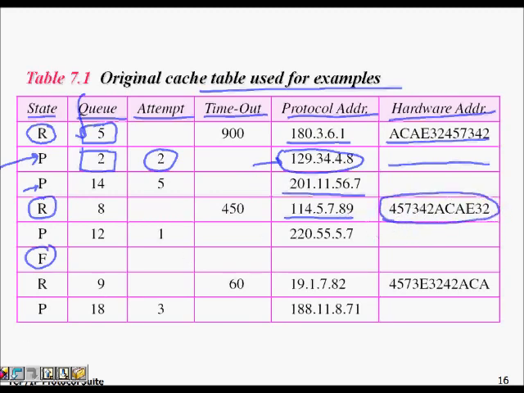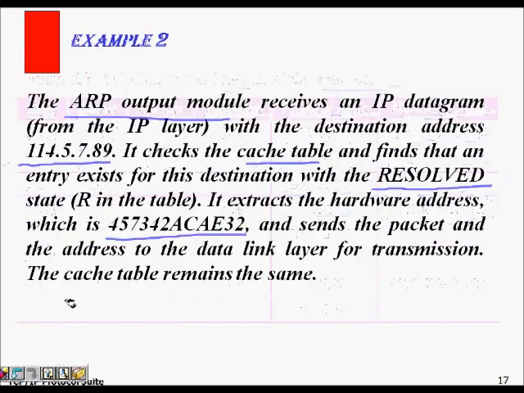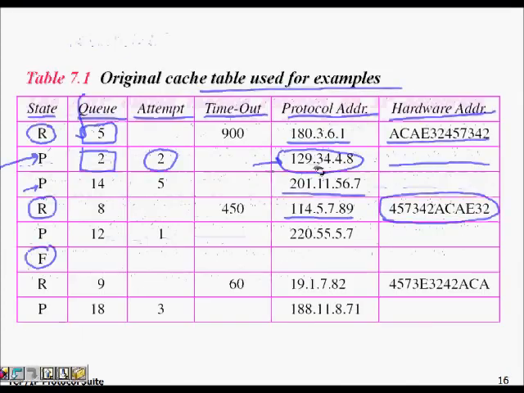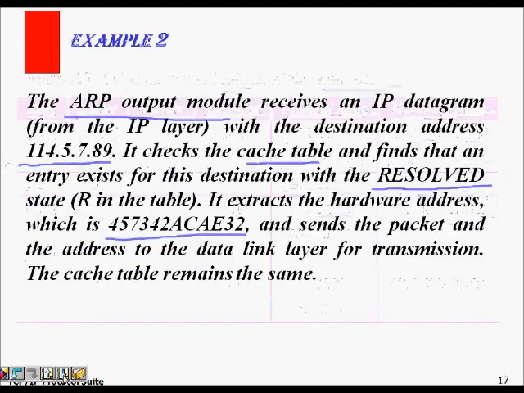So this is fine. Next it says 20 seconds later. Now our output module again receives an IP datagram from the IP layer with a destination address. Now we have to check: is this IP address present in the cache table? If it is, then it is fine, but if it is not, then what will I do? Let's check if it is there. 116.1.7.22. There is nothing like 116 here, so that is not there.